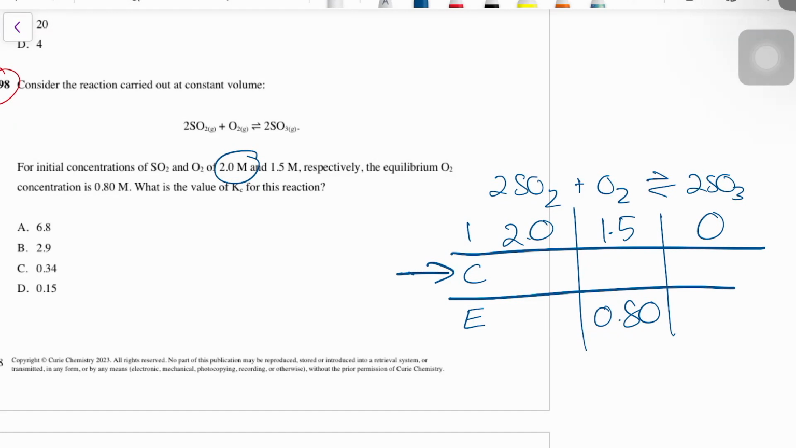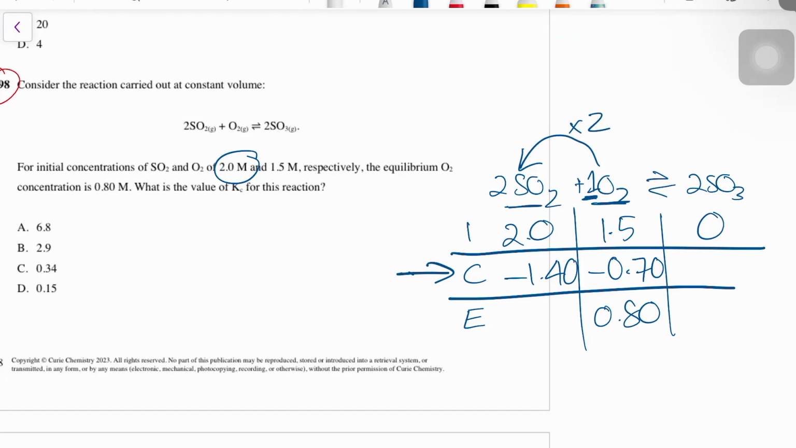I know that the initial for O2 is 1.5 and the equilibrium for O2 is 0.8. So what must my change be? Minus 0.7. When I know one number in my change row, I can figure out the change for my other ones, yeah? So let's go from O2 to SO2. If there's no number in front of O2, what's the number here? 1. And how do I go from 1 to 2 for SO2? So if that's times by 2, and I know that my change for O2 is minus 0.7, what must my change for SO2 be? Minus 1.4.